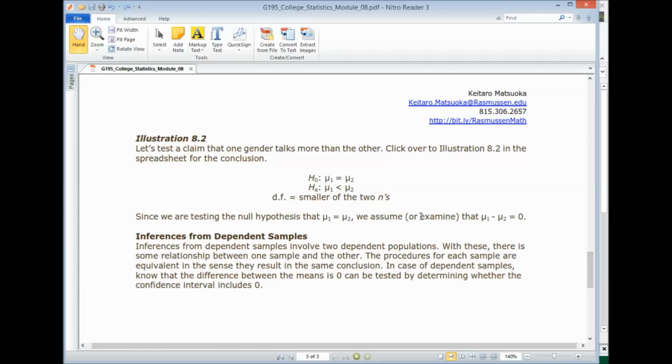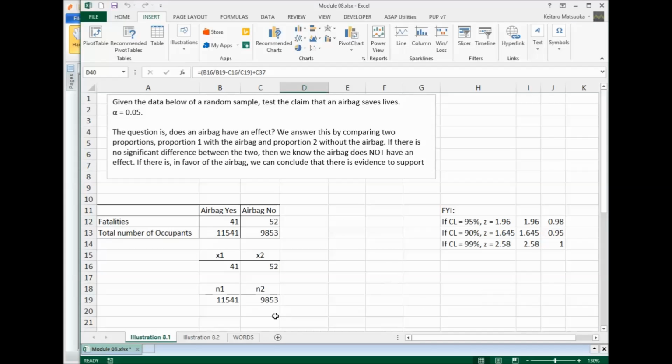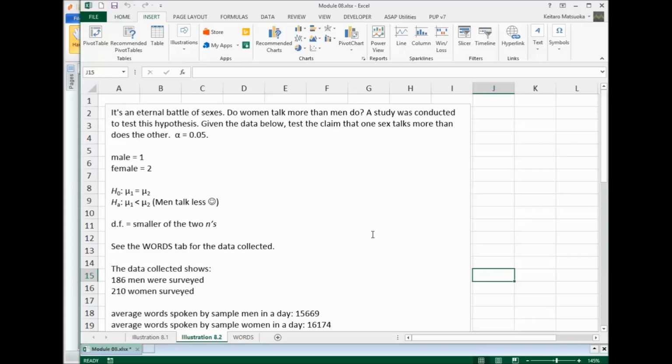So let's look at the claim about whether one gender talks more than the other. So let's go to the spreadsheet to figure out which sex, male or female, talks more than the other one. All right, it's an eternal battle of the sexes. Do women talk more than men do? There was an actual study done to test this hypothesis, so the data is given below. And we're going to test the claim that one sex talks more than the other one.